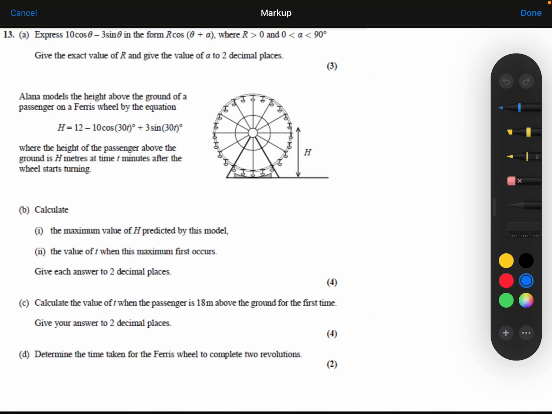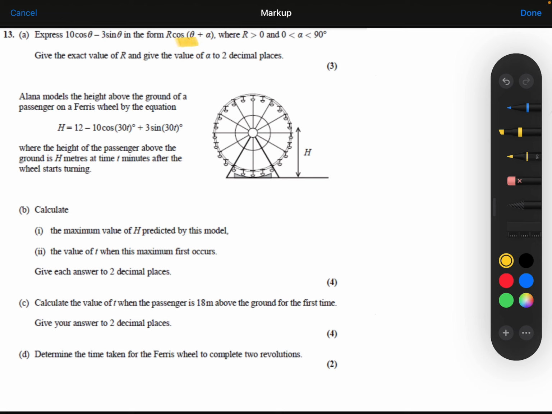Part A. Express 10 cos theta minus 3 sine theta in the form r cos(theta plus alpha), where r is greater than 0 and alpha is between 0 and 90. Give the exact value of r and the value of alpha to 2 decimal places.